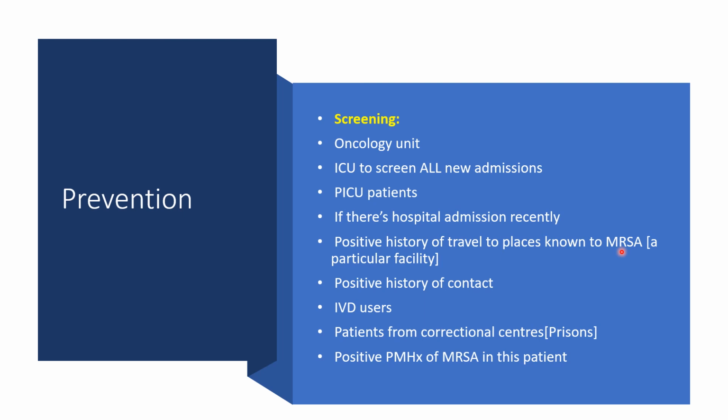A patient being transferred to another new unit from a unit with MRSA, the new unit should screen. Positive history of contact, then we're going to screen you right now. IV drug users should be screened. Patients from correctional centers, that is prisons or barracks, should be screened. Positive past medical history of MRSA in this very patient, then we'll swab the anterior nares, that is the nostrils, and swab the perineum, or you call it groin, right now, for MRSA.